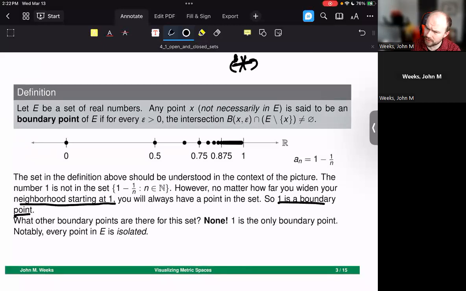What other boundary points are there for this set? In fact, the answer is none. You can go through and show that every single other point inside the set is an isolated point, and that any other point that you might choose has some sort of little epsilon window that you could be forming around it. Think about where those points would have to be. They would have to be either too far right, too far left, or in a gap in which you could put a little open interval.